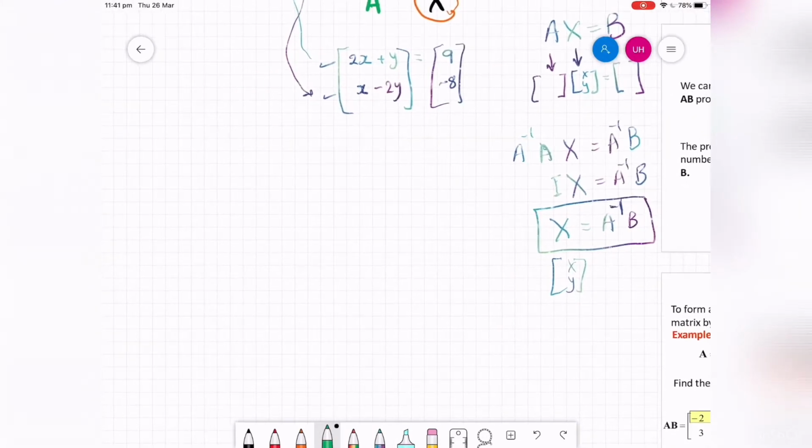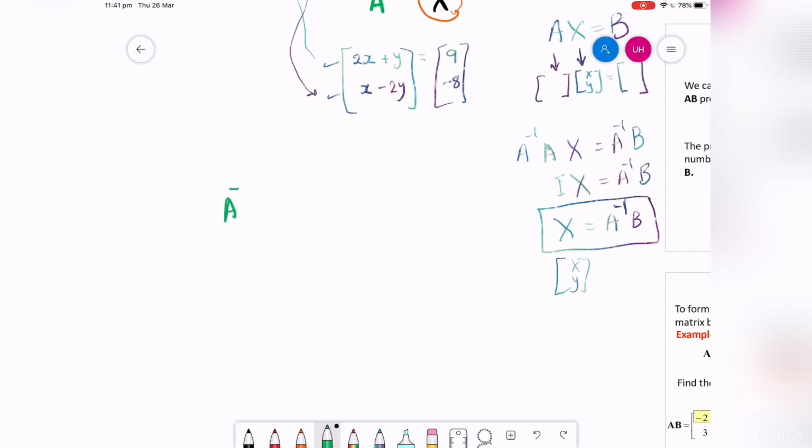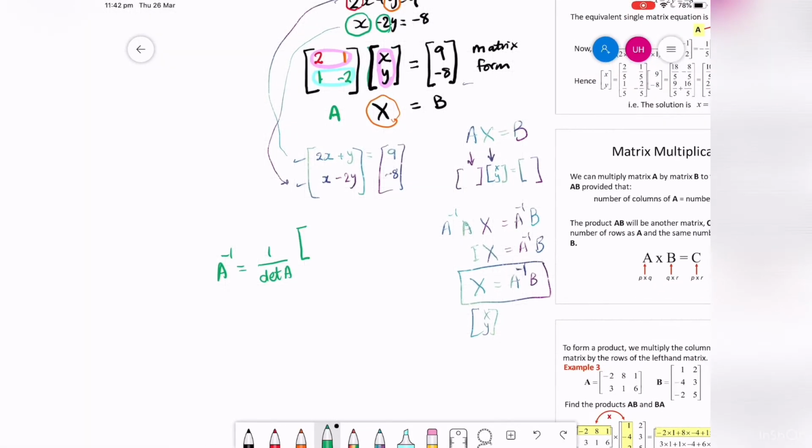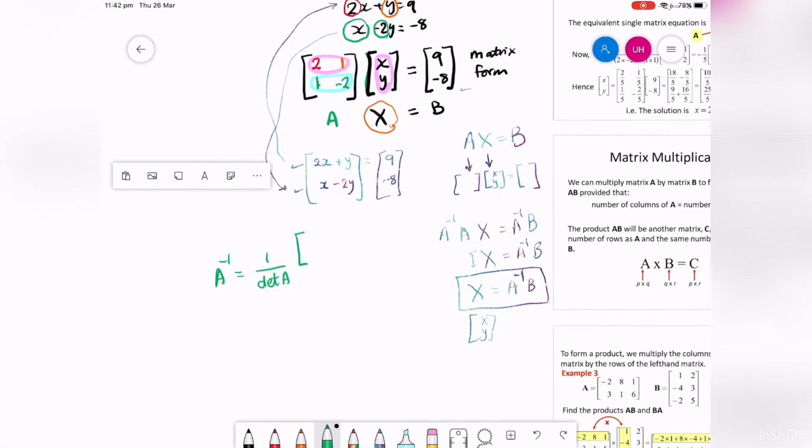So first of all, A inverse is 1 over determinant A multiplied by adjoint of A. So the adjoint, remember, you swap the values of the diagonal and change the sign of the other. So in our case here, I'll just do them separately.